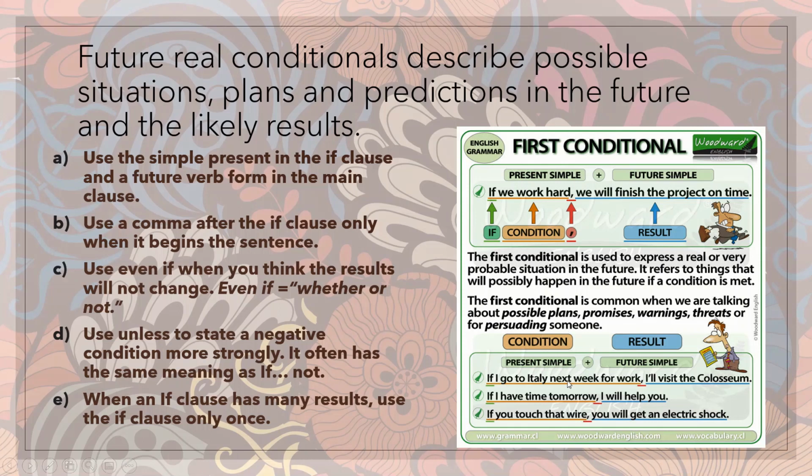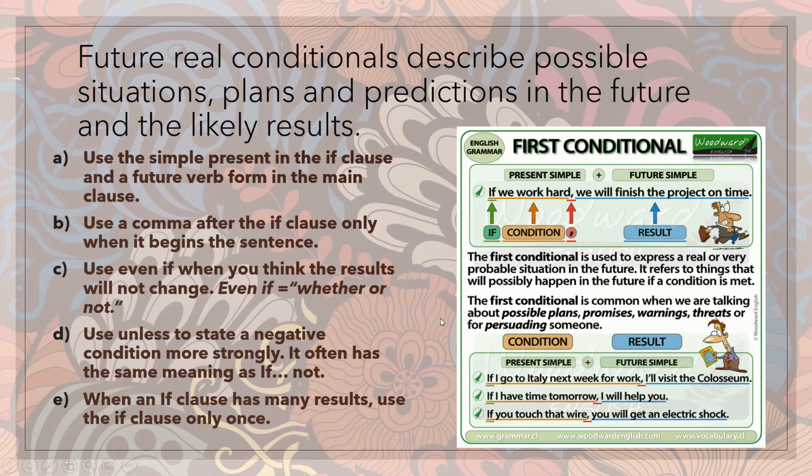Now, we have here other examples, okay? And also another use when we use the future real conditional or the first conditional. For example, when we're talking about possible plans, promises, warnings, threats, or for persuading someone, we can use this conditional. For example, if I go to Italy next week for work, I'll visit the Colosseum. This is the present condition, and this can be the future result. If I have time tomorrow, I will help you. If you touch that wire, you will get an electric shock.